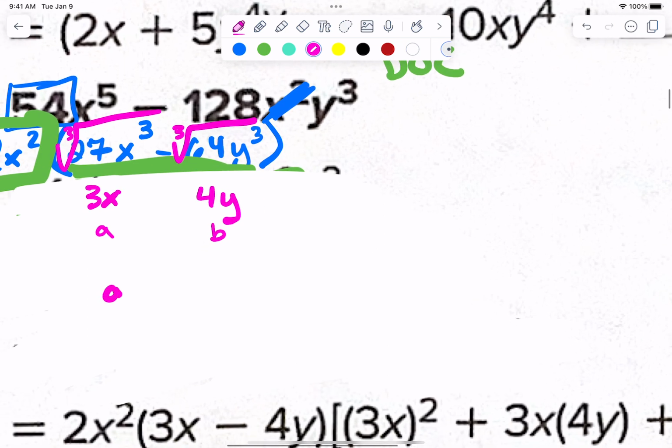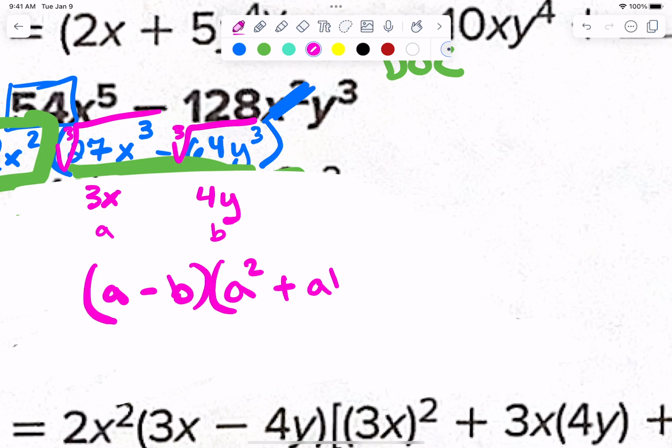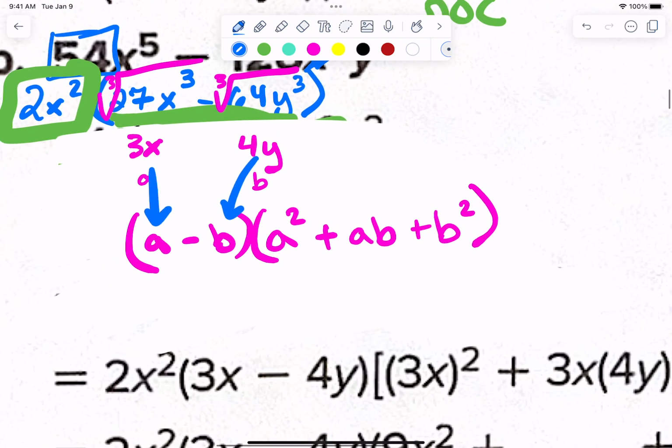The formula is A minus B, times A squared plus AB plus B squared. That's the formula for a difference of cubes. So A is going to go in this spot, B is going to go in this spot. So I've got 3x minus 4y.